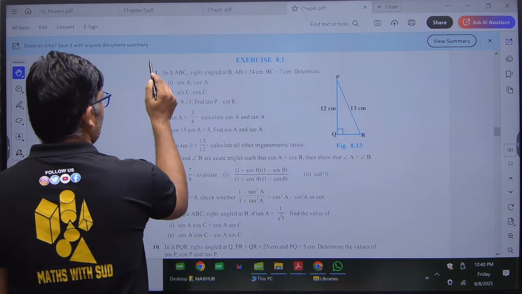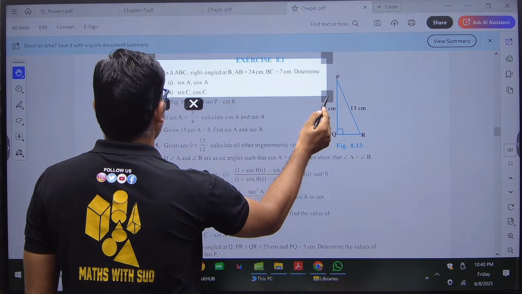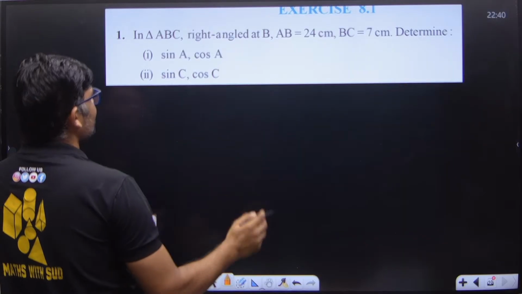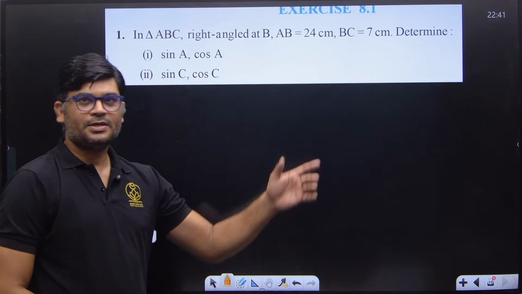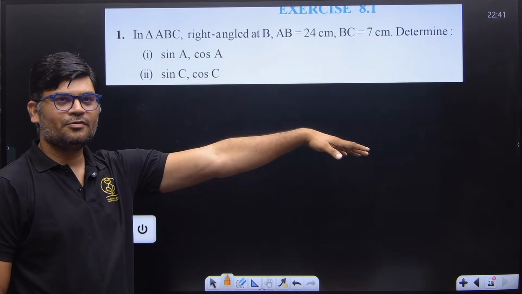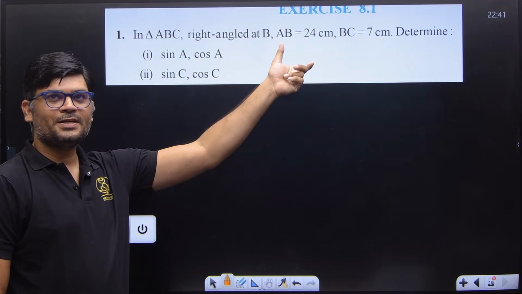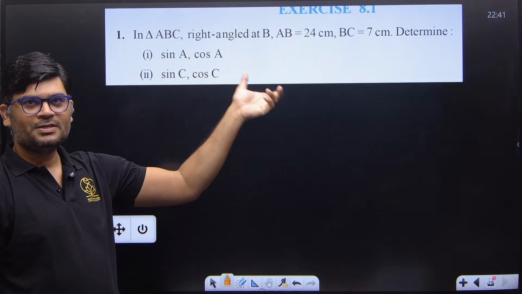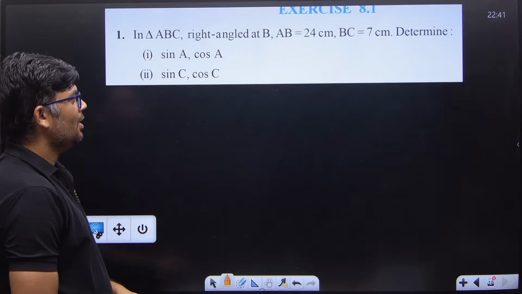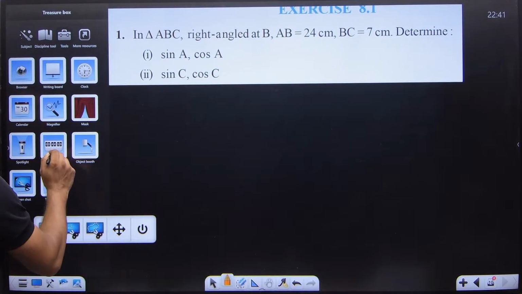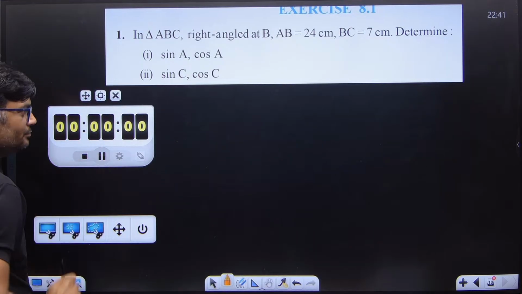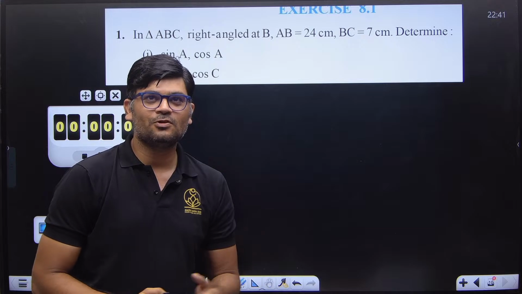So let me see if you can do the first question. Triangle ABC, right angled at B, AB is 24, BC is 7. Please make the figure, express the sides, and tell me what will be sin A, cos A, sin C, cos C immediately. The time that I will give you for this question is not more than 3 minutes, because after 4 minutes the class will also end.